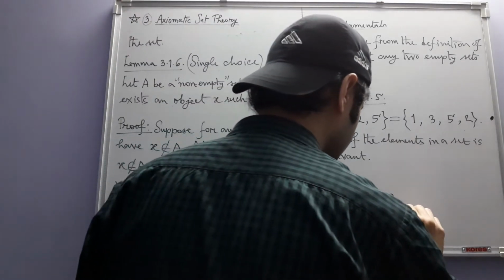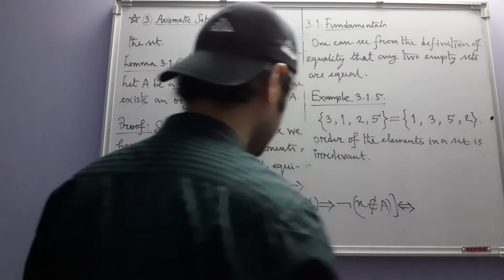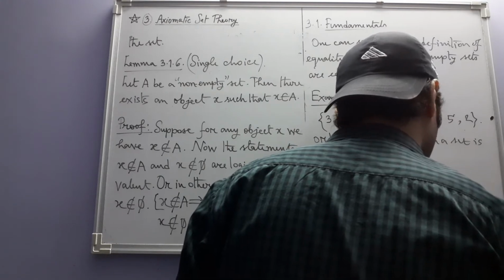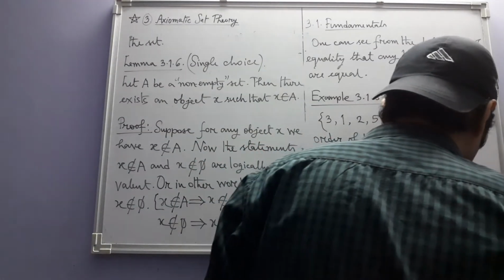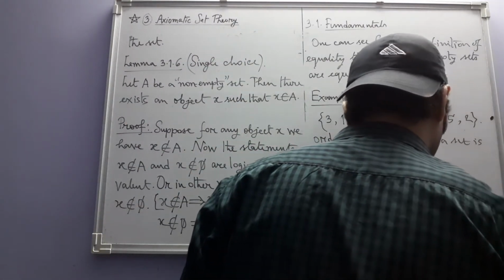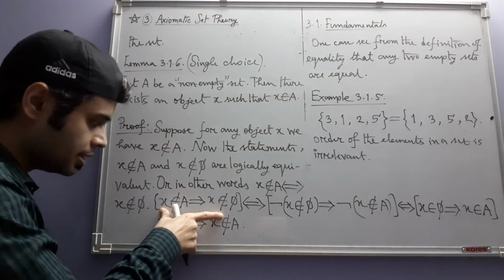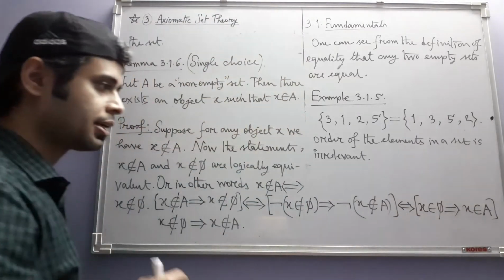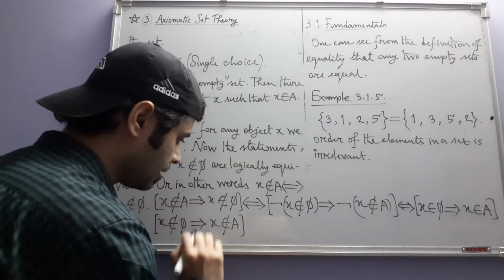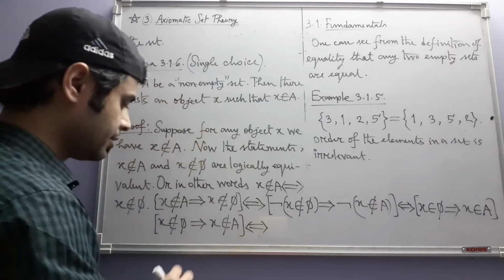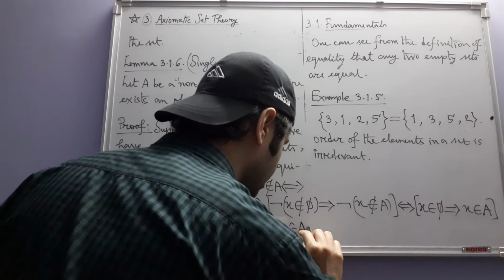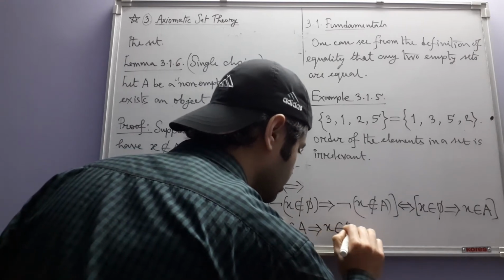But we can write it in a slightly different manner. Negation of X does not belong to phi means X belongs to the empty set. Implies negation of X does not belong to A means X belongs to A. So instead of saying this, we can also say this. They mean exactly the same thing logically. Similarly, if we run a similar argument here, we will get that this statement is logically equivalent to this statement. X belongs to A implies X belongs to the empty set.